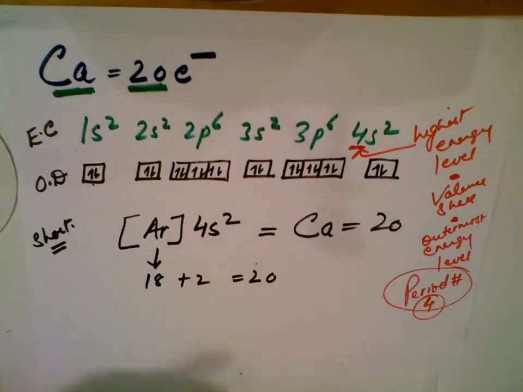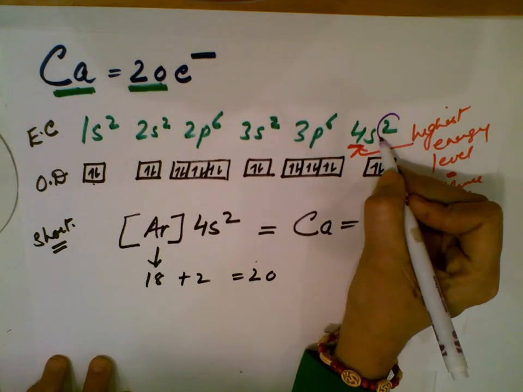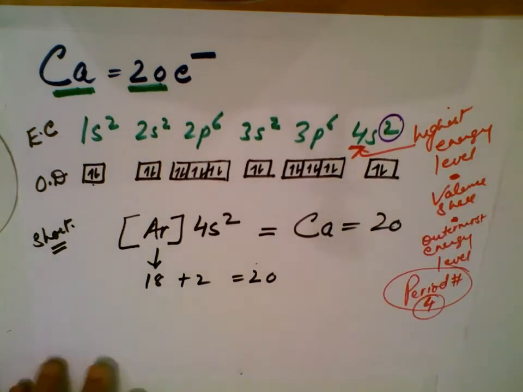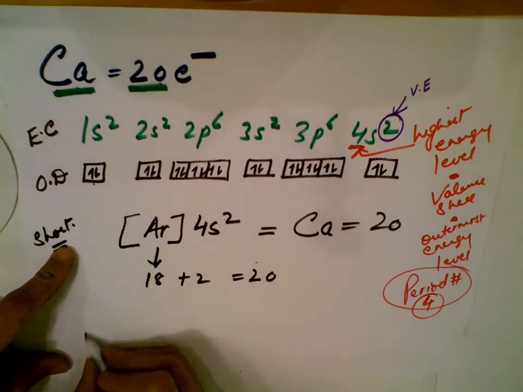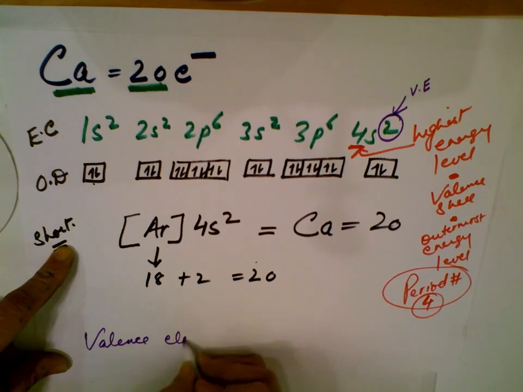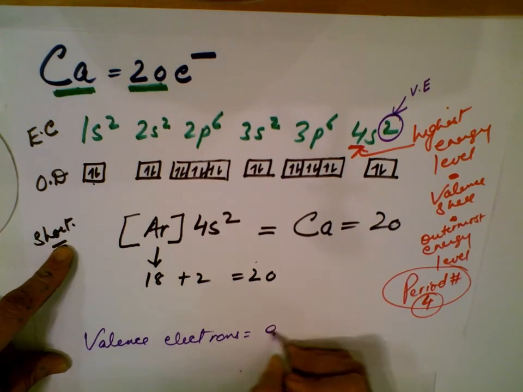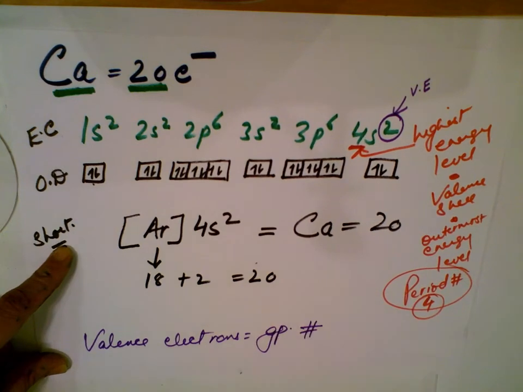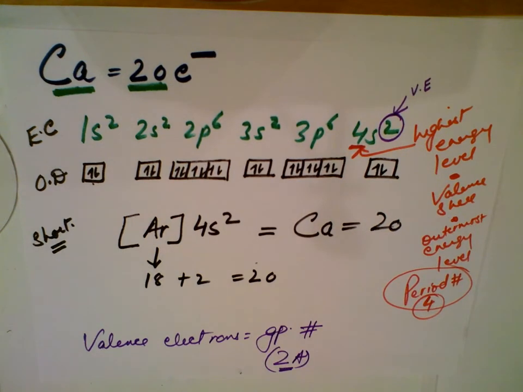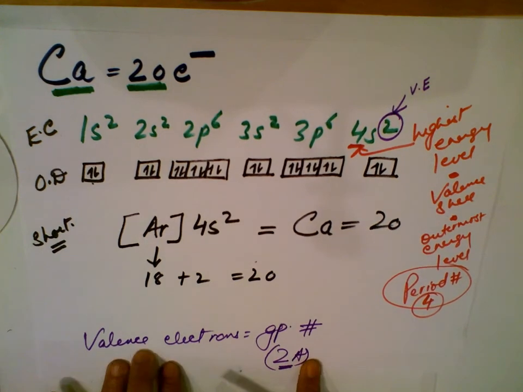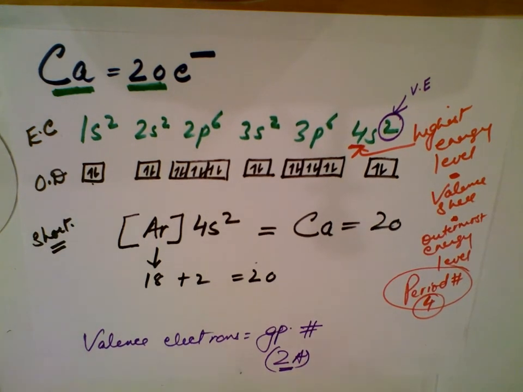Now how about the valence electrons? What are the valence electrons? Electrons in the valence shell. They are equal to the group number. So here, what is the group number? 2, which is 2A. Since we have divided the elements in the periodic table into A and B groups, this belongs to 2A, or you can simply say 2.